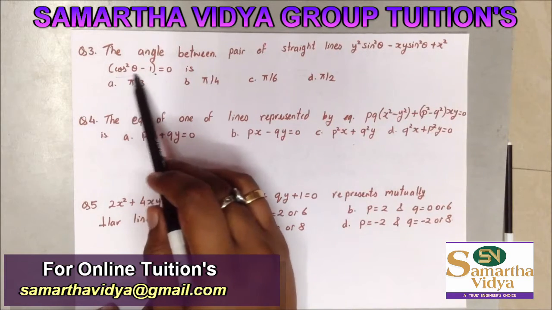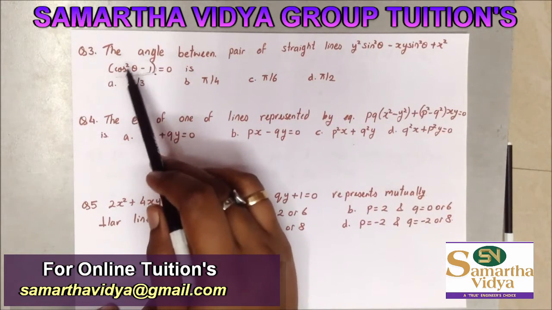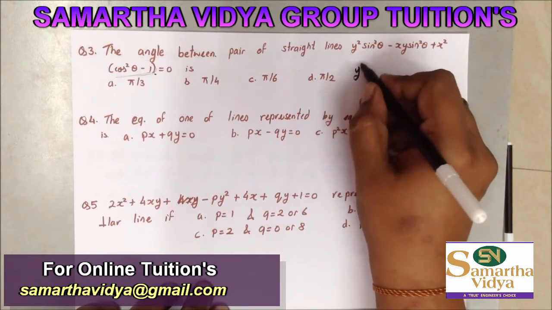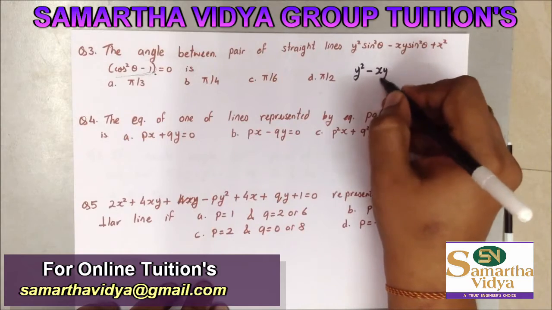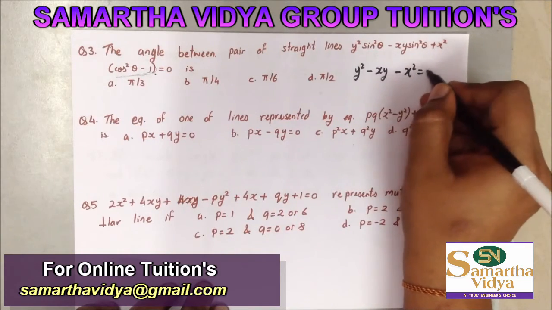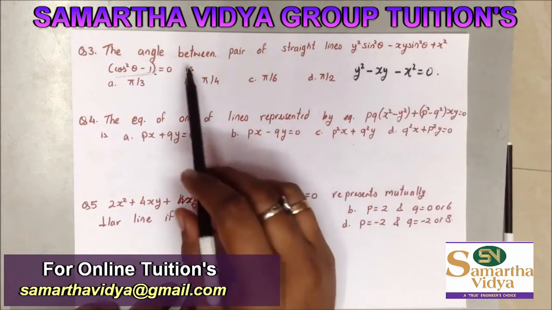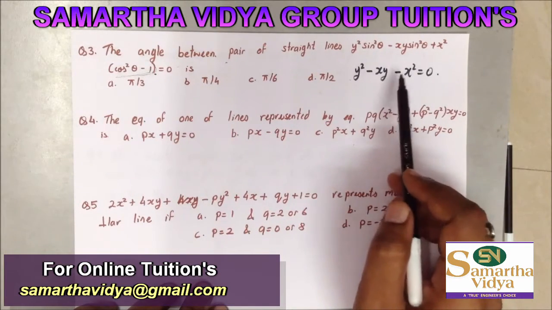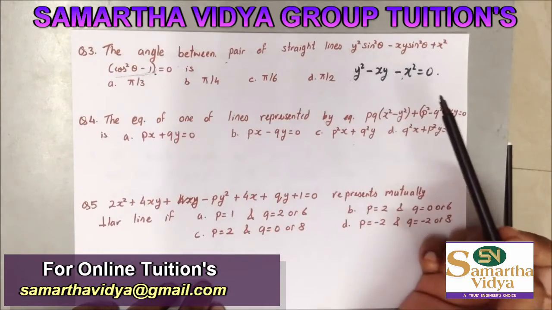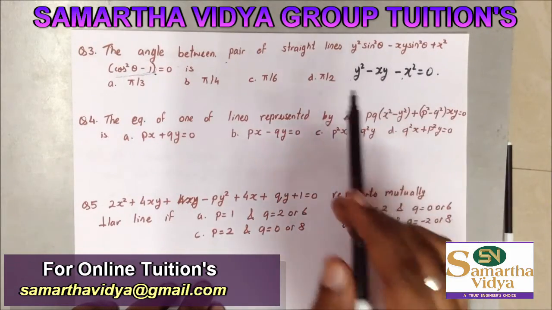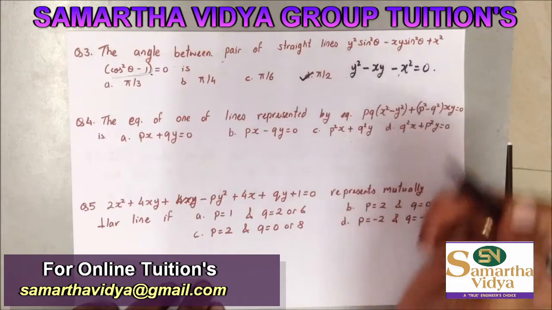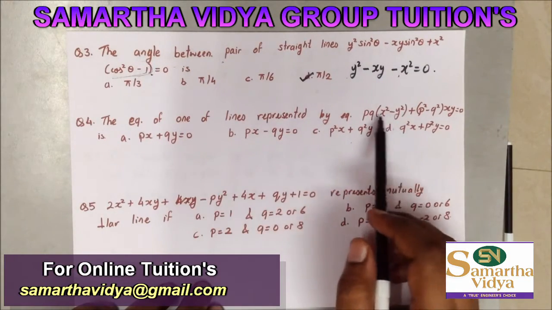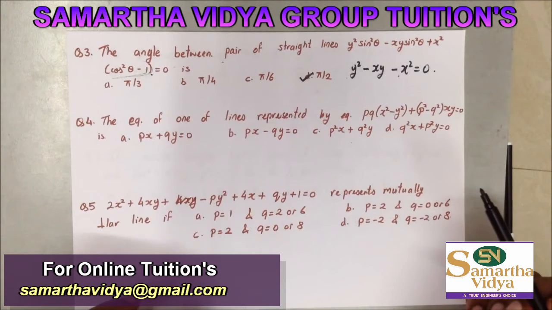So basically you can see from this term itself that it is minus sine square. So if I divide by sine square, I'll be getting this equation as y square minus xy minus x square is equal to 0. I need to find the angle between them. Now clearly you can see that if I do a plus b, I get a 0, and we know the condition that if a plus b is 0, that means the angle between them is 90, which is pi by 2. Moving on to the next one, the equation of the line represented by this equation is to be found.